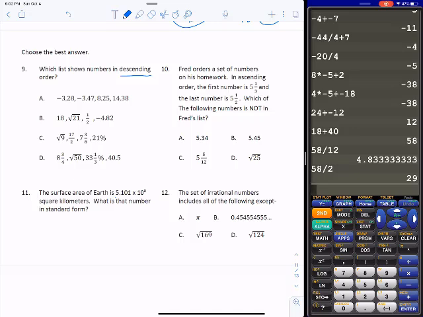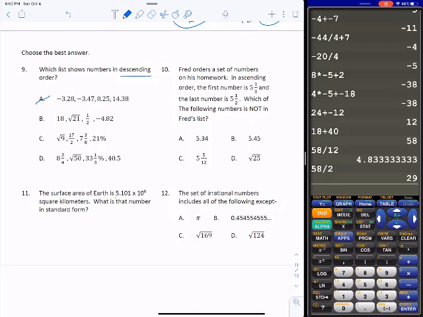So automatically one of these I can eliminate, which is A, because it's going from negative to positive. So I know that's not going to be correct. Now the next one, it's going from positive to negative, so that's good. The C is going from positive to negative, and D is going from positive to negative. So let's just kind of start going down the line.